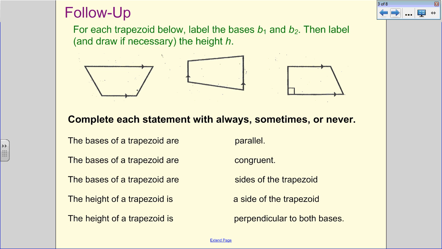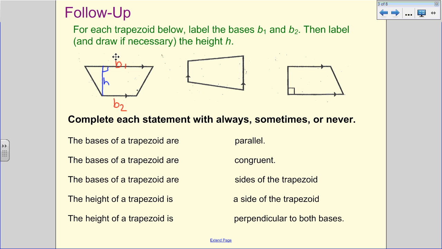Now we want to label base 1 and base 2, because there are two parallel sides on a trapezoid. We don't necessarily have just one base. And then we're going to label and draw in, if necessary, the height. If we look at the first one, we've got base 1 and base 2. Nothing special about where I put the 1 and 2. Now I'm looking for a perpendicular segment to distinguish the height. None of these segments meet at 90-degree angles, so I'm going to have to draw one in, and here's my height.